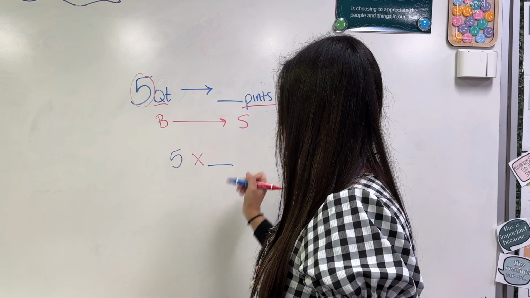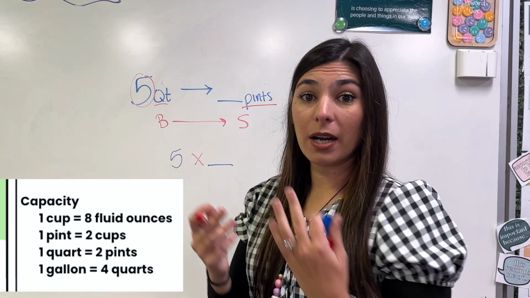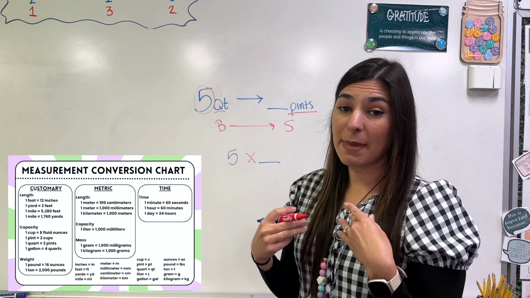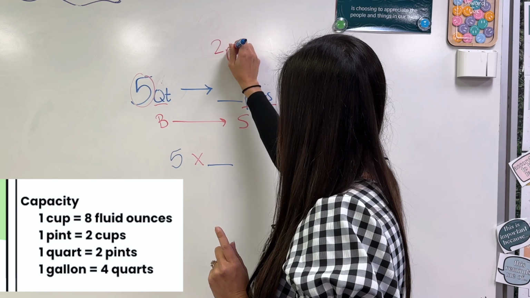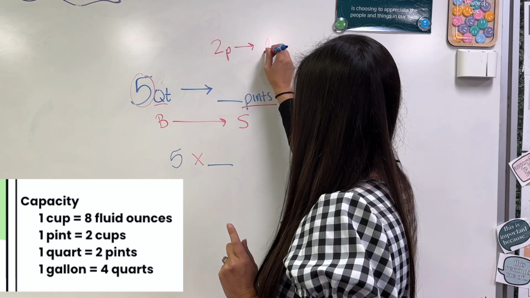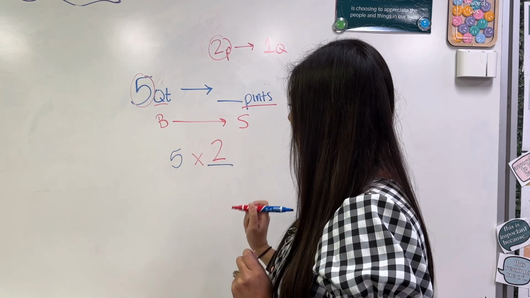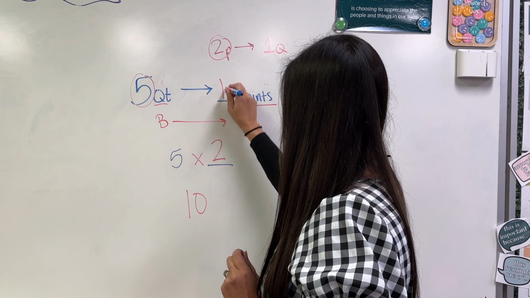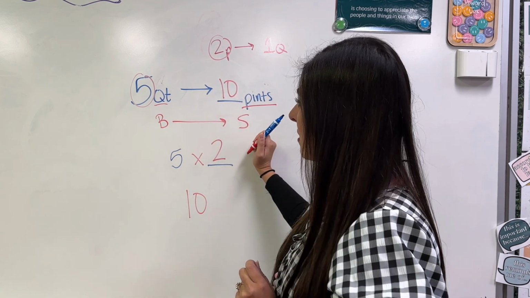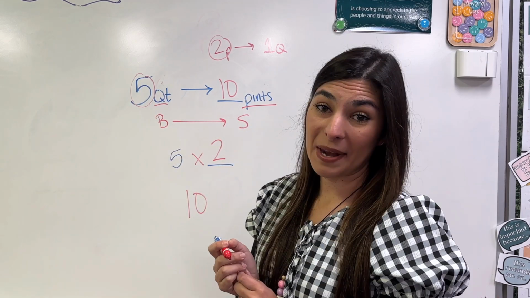And now I need to figure out what goes here. So from here, I'll look at my reference sheet to see how many pints are in a quart. If you need a reference sheet, I made one that I will link in the bottom down below. So there are 2 pints in 1 quart. I'm going to take this 2, and that is what I'm multiplying. And then 5 times 2 equals 10. So that means you will need 10 pints to fill 5 quarts. Or 5 quarts is going to equal 10 pints.